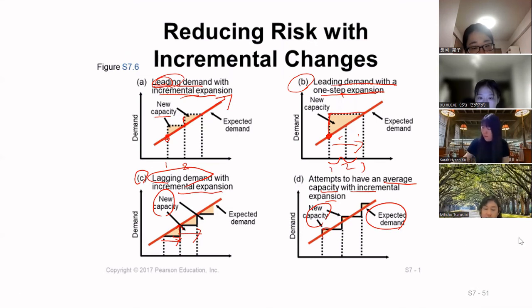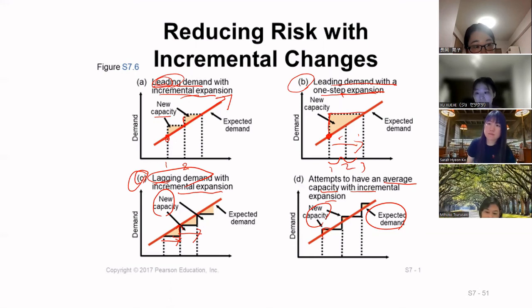So this is just reducing risk with incremental change, to react to your demand. How do you introduce new capacity? Either you introduce new capacity incrementally or in one big step, or you don't lead, you lag behind. Lagging means you wait until you cannot meet the demand, then you expand. Here, NC is lagging demand, right? Any questions?